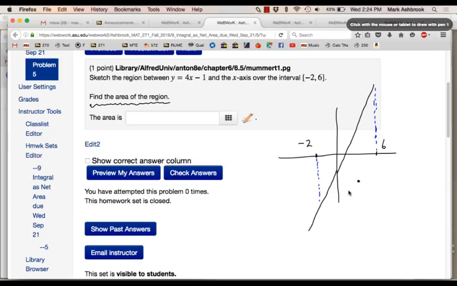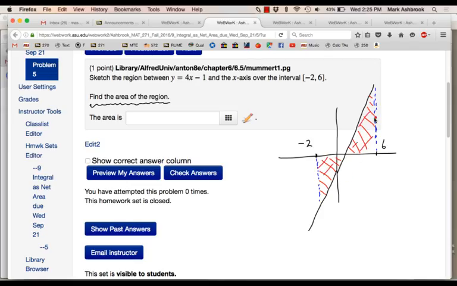And so the area from negative 2 to 6 is going to be concerning this right here. Remember that you always go from your function all the way to the x-axis, not to the y-intercept. All the way to the x-axis. So I've shaded it in red.